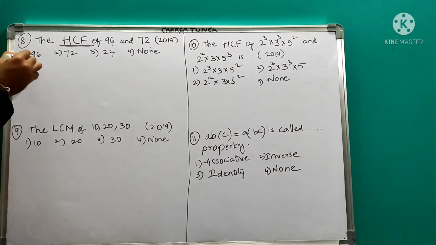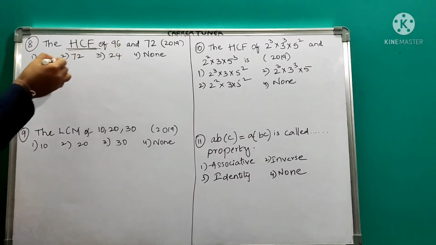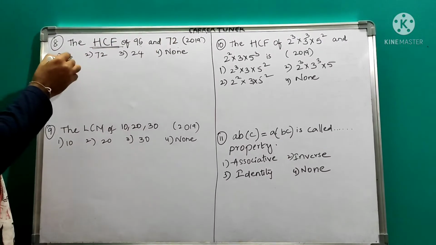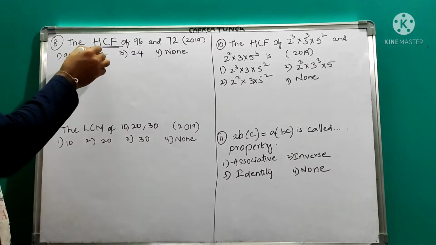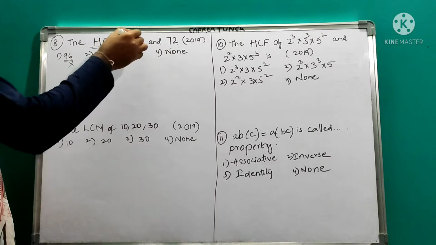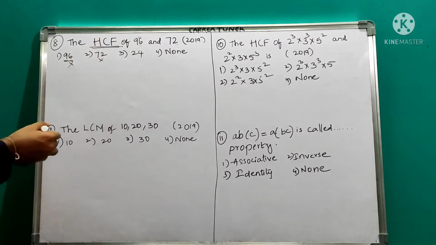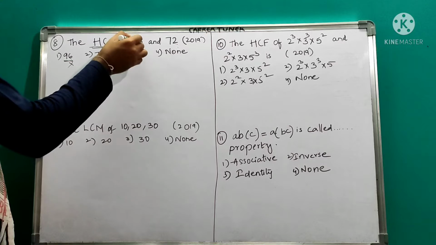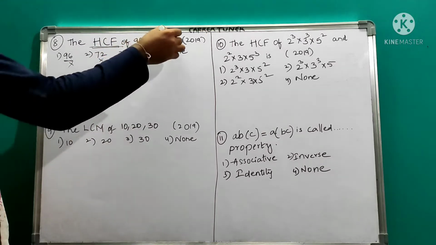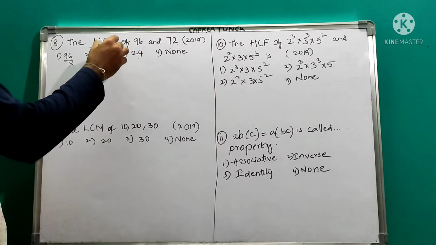Now you see the first case, 96. 96 is going to divide 96, but 96 cannot divide 72. So it cannot be the answer. Now 72 divides 72, but 72 cannot divide 96. So this is also not the answer. 24. 24 is going to divide 96. 24 is also going to divide 72. So this is the answer.